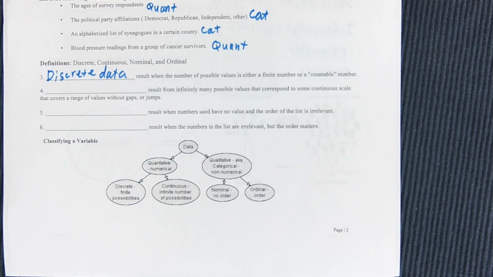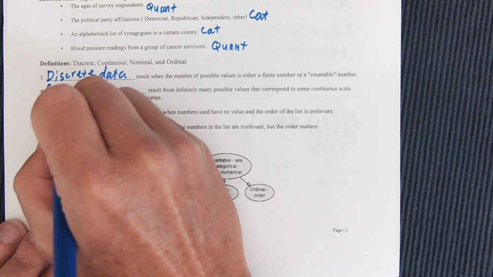Discrete data result when the number of possible values is either a finite number or a countable number. So for example, there is a discrete number of students in this class, meaning I can go to my roll book and I can count the number of students that are in this class. Continuous would be like water, would be more continuous. That's what our next one is, continuous.